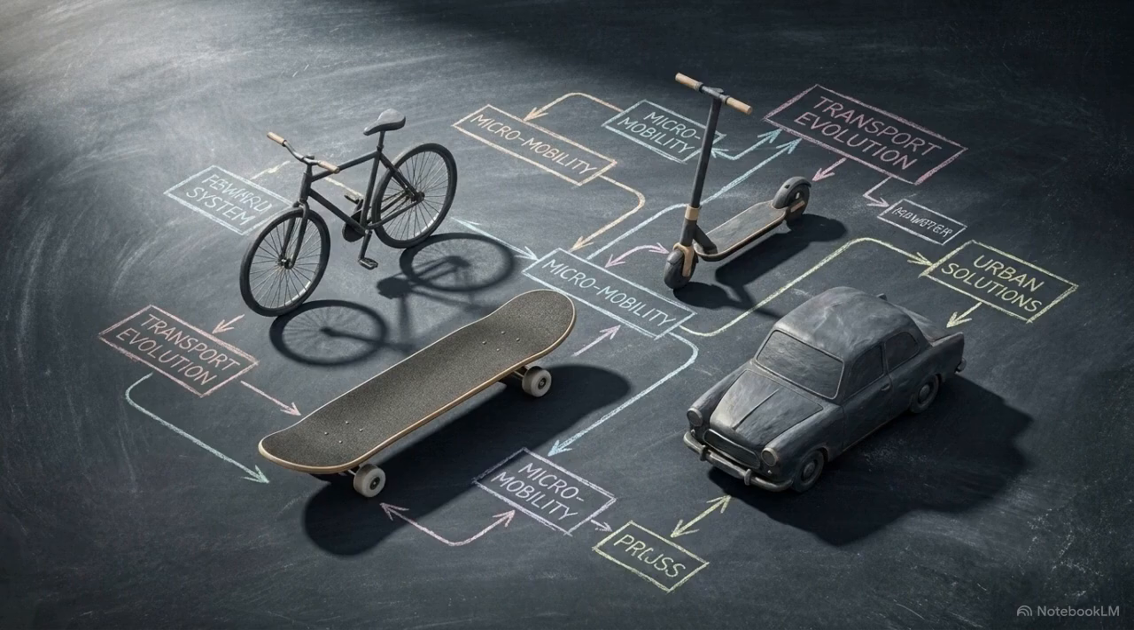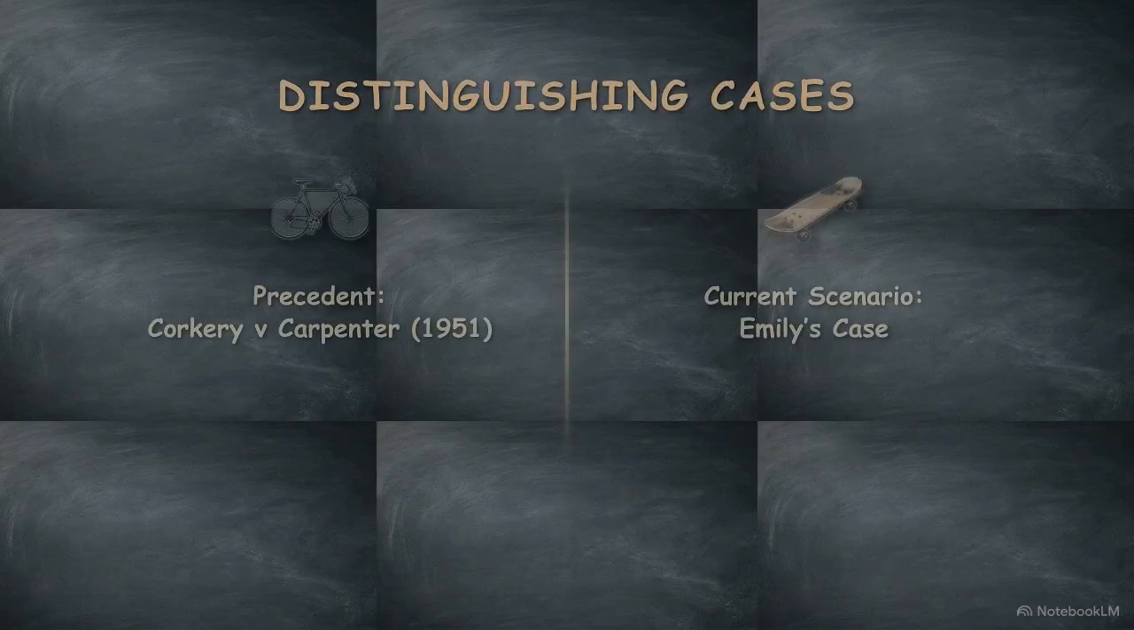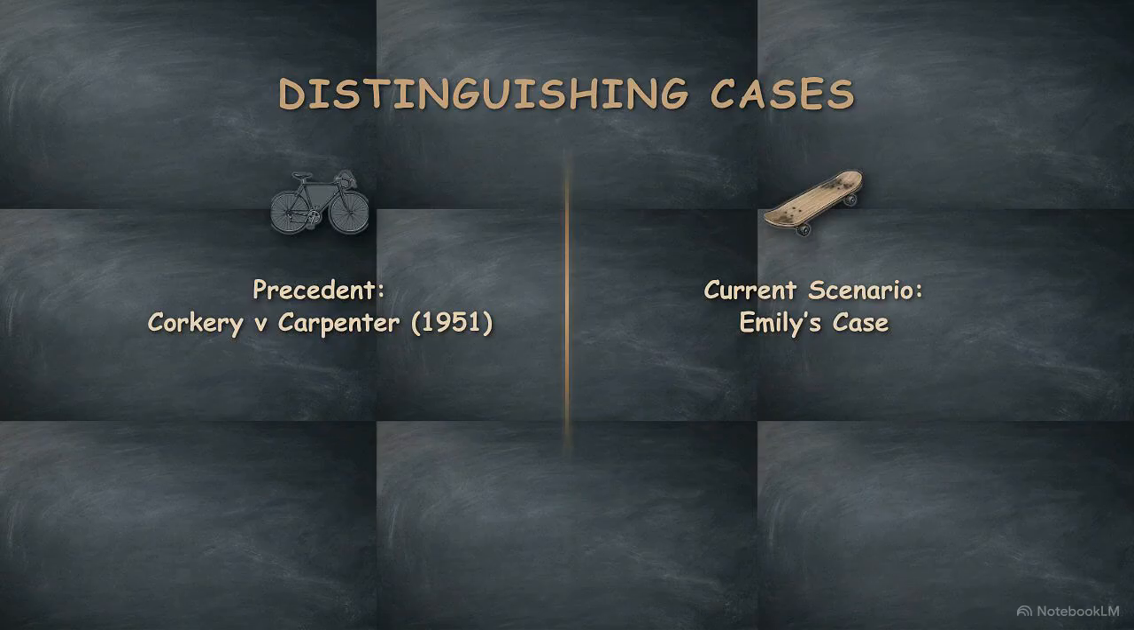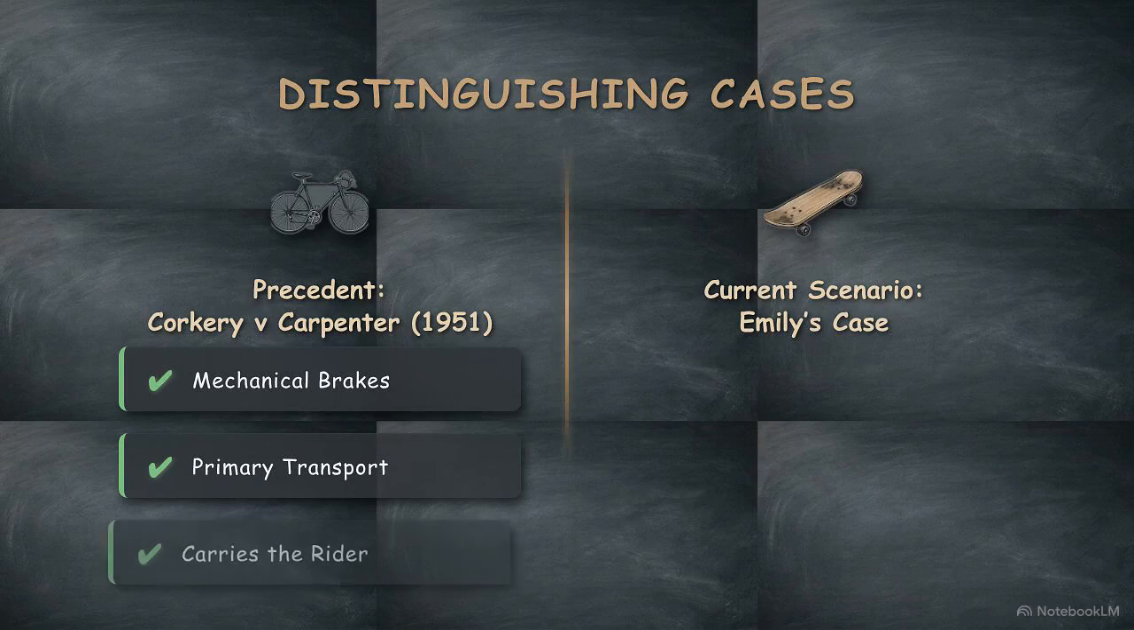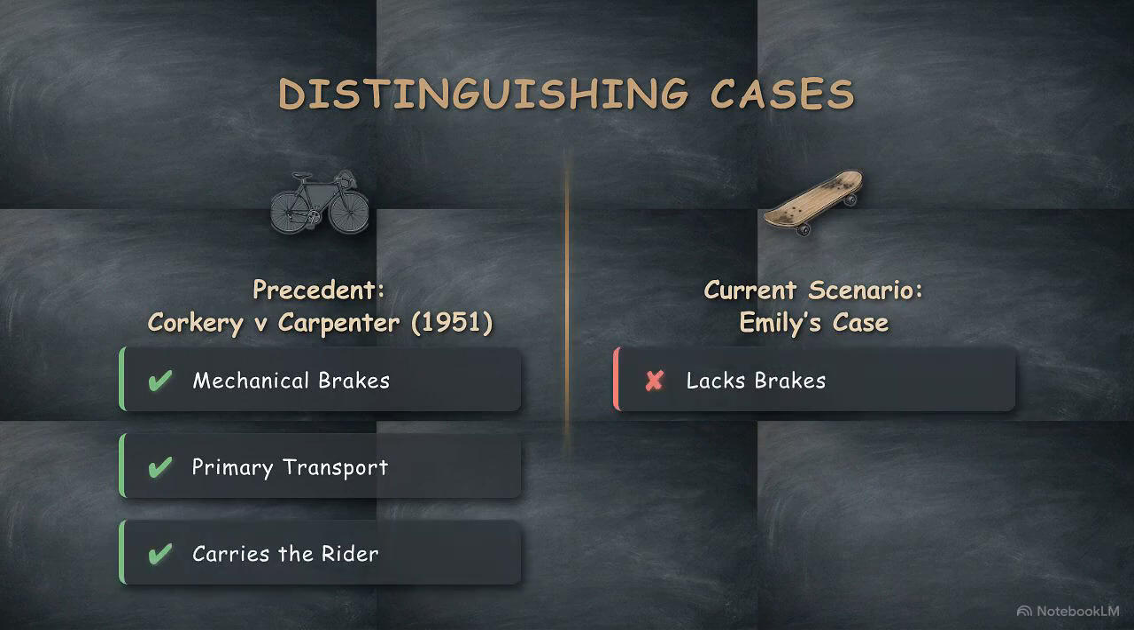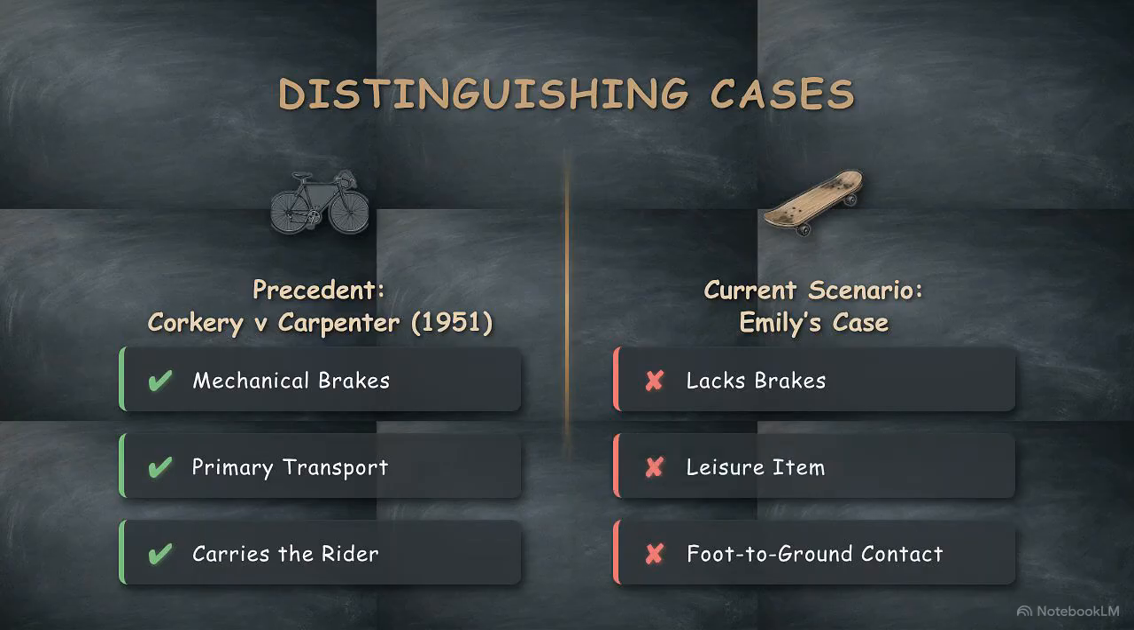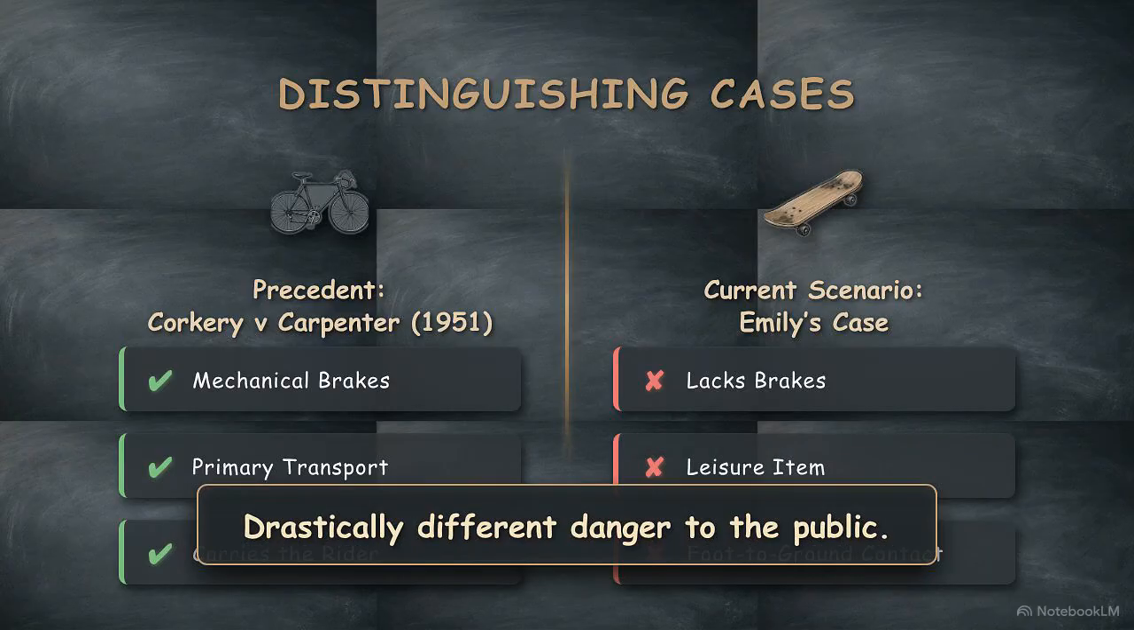The defense must actively argue the factual distinctions between the two modes of transport. A bicycle has mechanical brakes, is designed for primary transport, and carries the rider. A skateboard lacks brakes, requires constant foot-to-ground contact, and is primarily a leisure item. Therefore, the danger to the public is drastically different.